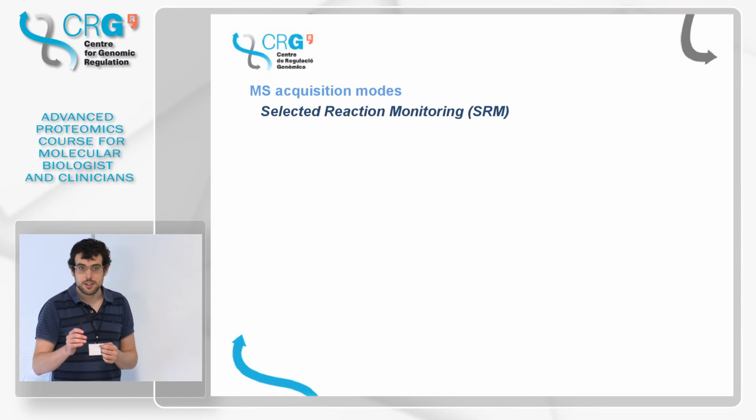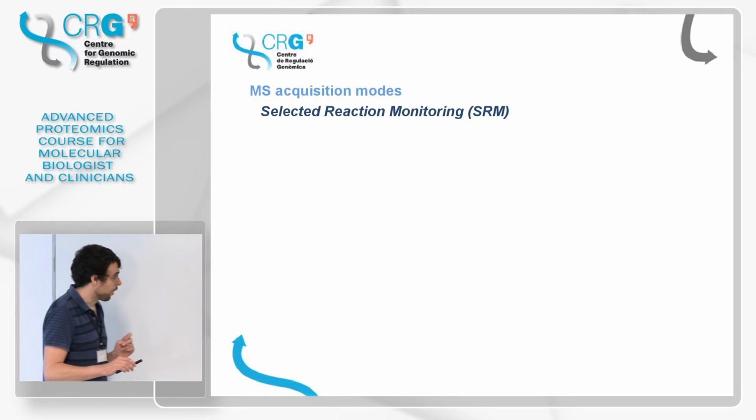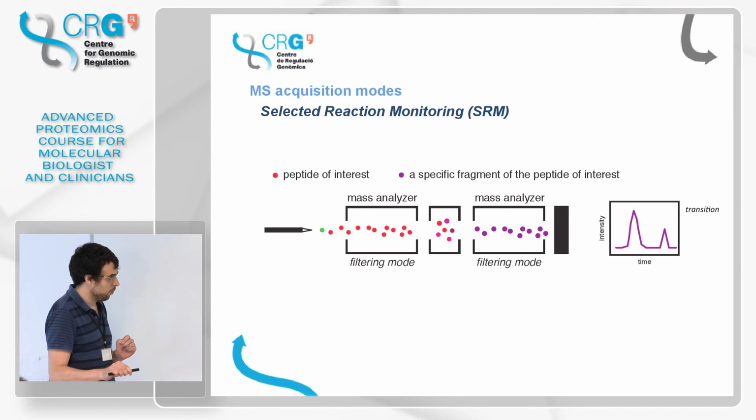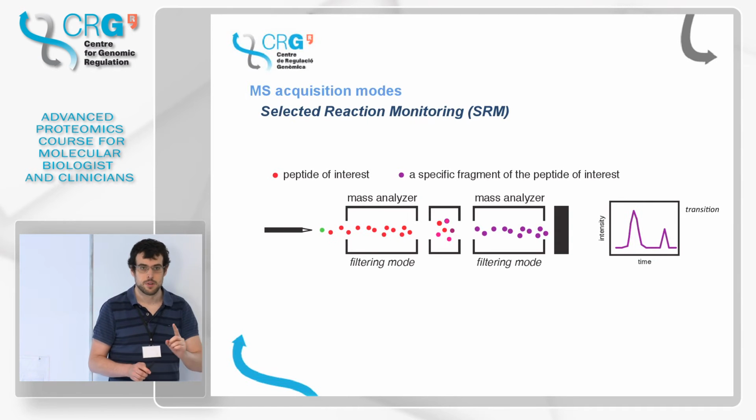Okay, so selected reaction monitoring is the same, but with two mass analyzers. Here what I do is filter. As you can see, in both cases we are in filtering mode. I have a peptide of interest, I let it in, I fragment it, and then in the second mass analyzer, from all the fragments that this peptide generates, I only monitor one of them.